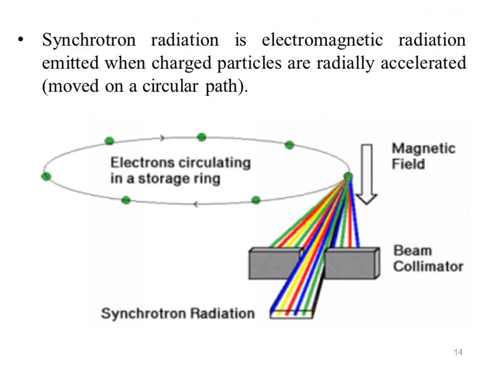Synchrotron radiation is electromagnetic radiation emitted when charged particles, mainly electrons, are radially accelerated, moved on a circular path. Here is the charged particle, electrons circulating in a storage ring and producing synchrotron radiation, which passes through a beam collimator, and here is the magnetic field.